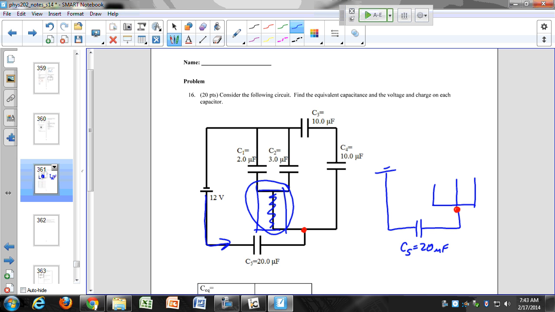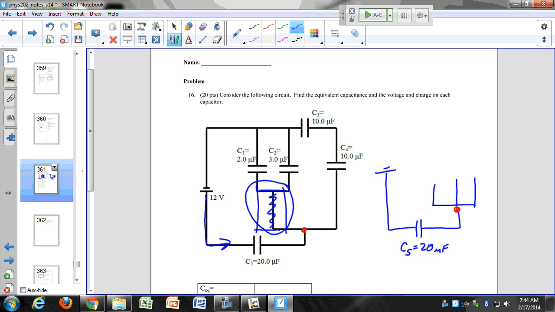Does it really matter? It does sort of matter, because when we start to simplify the circuit, it'll be easier to see. You're going to have first a series combination that you'll combine, and then a parallel combination with 3 capacitors instead of 2.